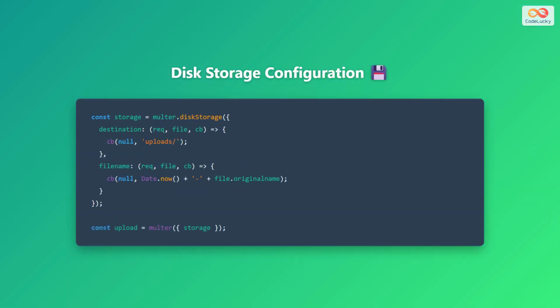Multer allows you to configure how files are stored on your server's disk. This code snippet demonstrates how to use the diskStorage method to specify the destination folder and the file name of the uploaded files. Here is the code.